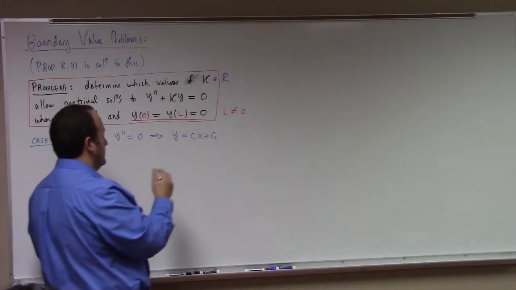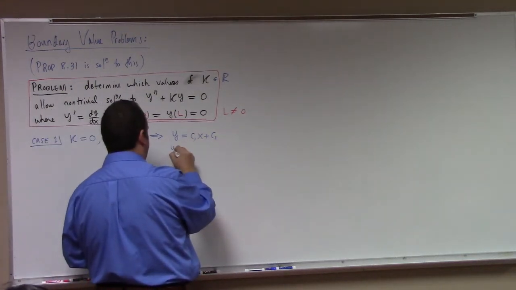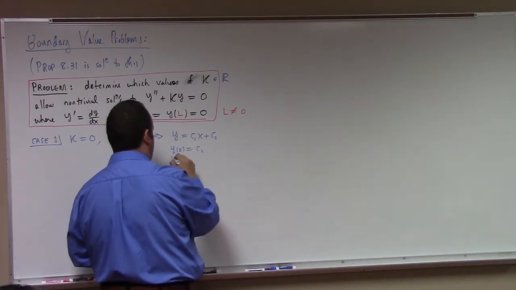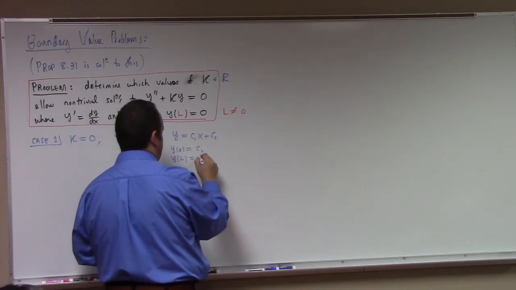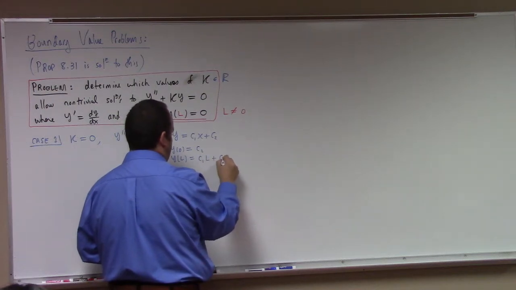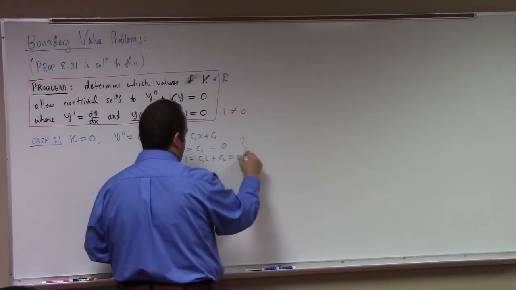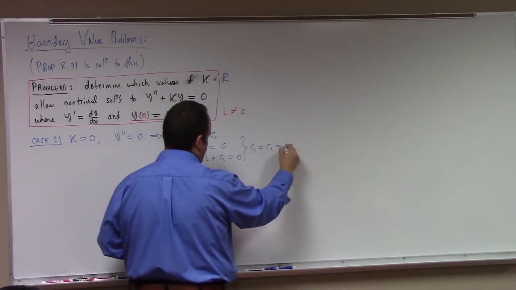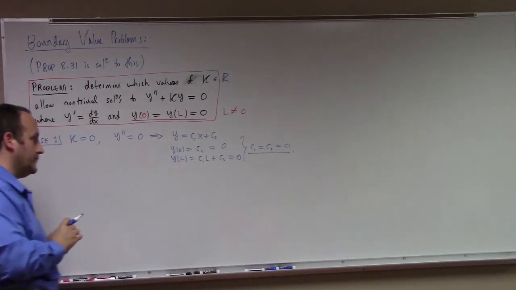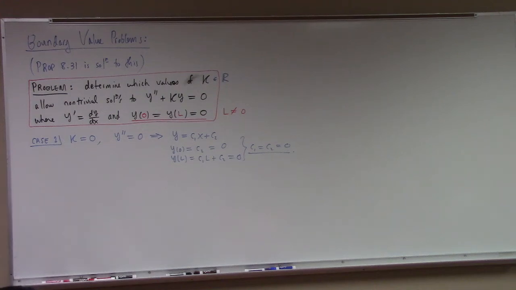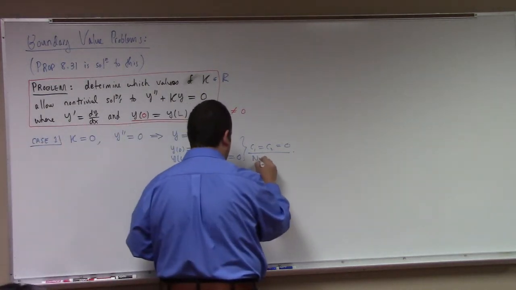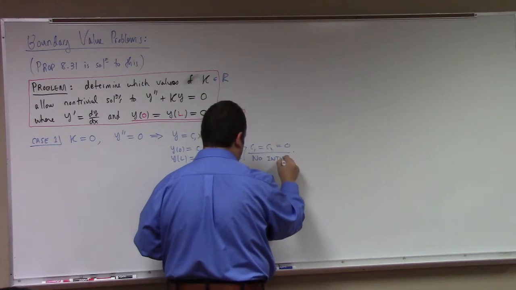But then what? Y of 0 is C2, and Y of L is C1L plus C2. Put those equal to 0. What's my solution? Right, because C2 is 0, and then C1 times L is 0. Divide by L, C1 is 0. So apparently, case 1, useless, right? No interesting solutions.